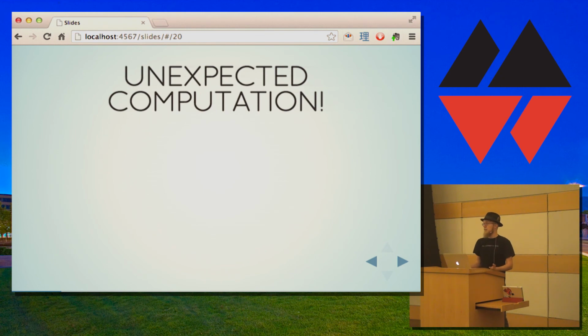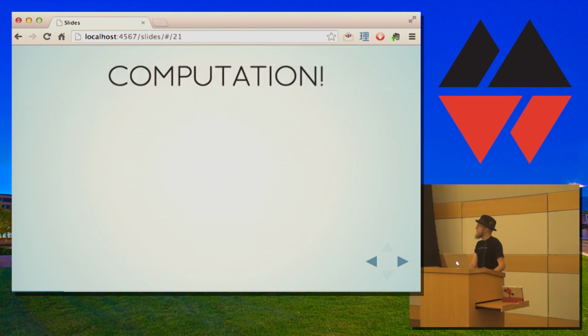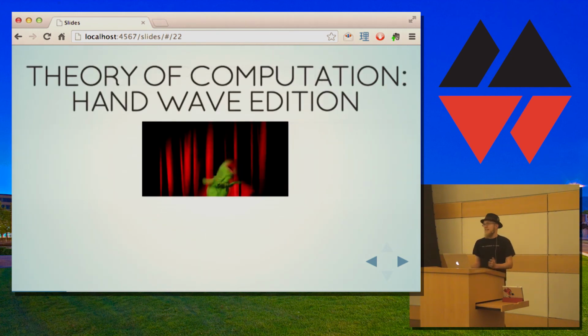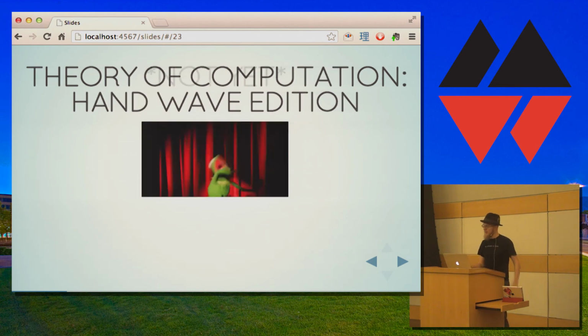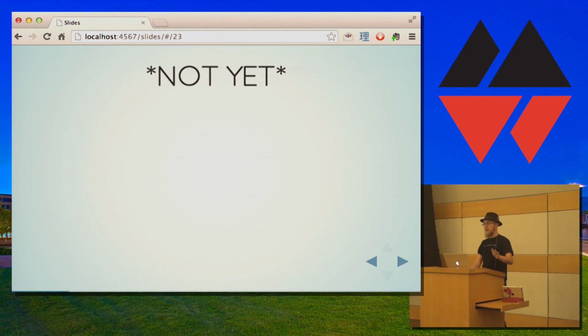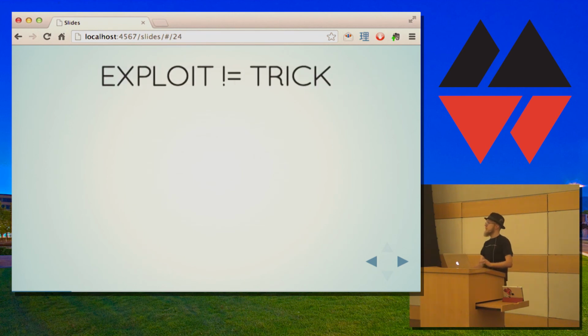They're unexpected computation. Somewhere in your application is some control flow that's going to run that you didn't really intend it to run that way. And computation is an interesting word because, hey, that means that we can use theory of computation to think about exploits. So we're going to hand wave about that, but not yet, because we don't need to talk about that just yet.